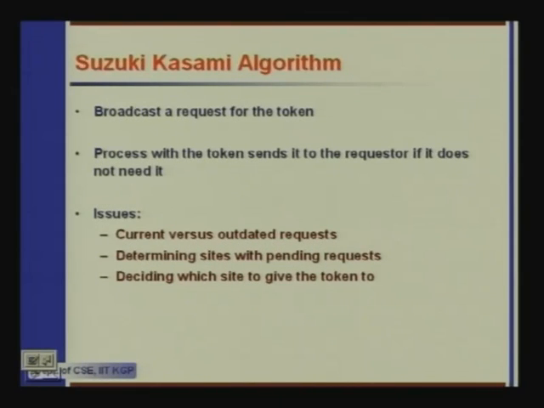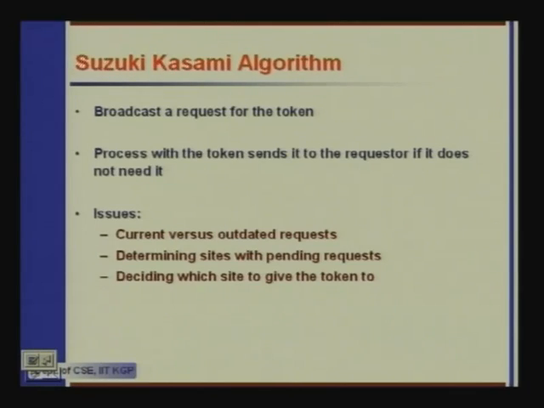The first algorithm that we will look at is called the Suzuki-Kasami algorithm, which is a token based mutual exclusion algorithm. So, broadcast a request for the token, that is how the algorithm starts. A process which wants to enter the critical section will have to broadcast a request for the token. It has to broadcast because it does not know where the token is. So, it has to send a message to every node saying that I want to make a request for the token. Now, the process which has the token sends it to the requester if it does not need it. Okay, that is broadly what happens.